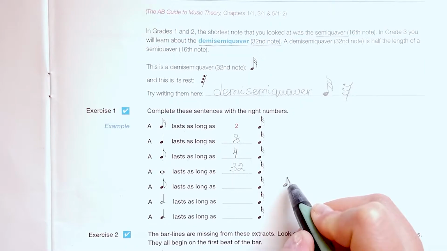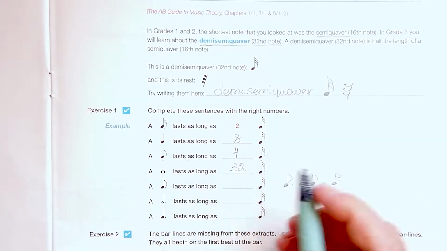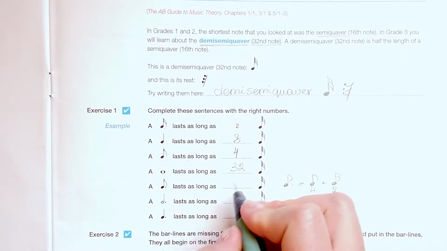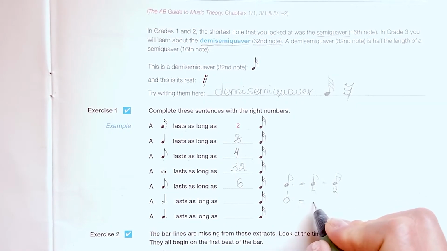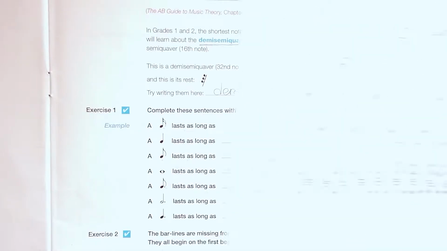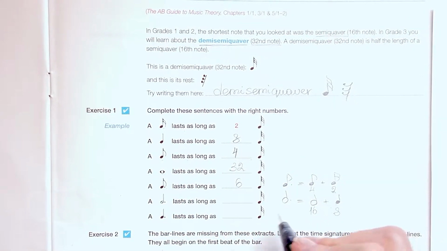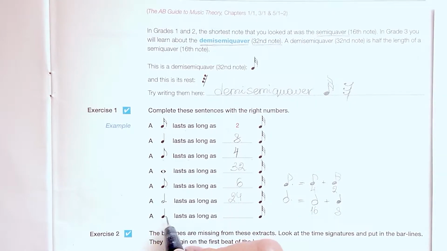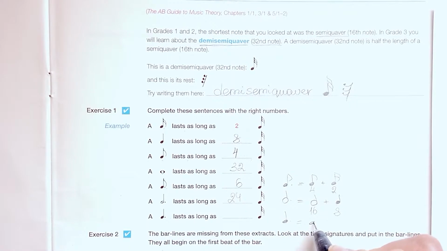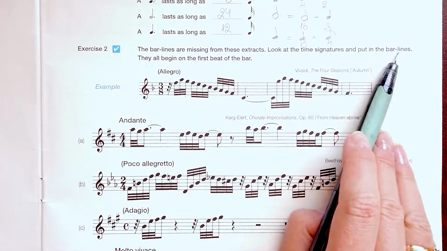A quaver with a dot is a quaver plus a semiquaver. It gives us 4 for the quaver and 2 for the semiquaver, total 6. A minim with a dot gives us a minim plus a crotchet. In a minim we have 2 crotchets, 4 quavers, 8 semiquavers, and 16 demisemiquavers, and in a crotchet 8. So total 24. A crotchet with a dot gives us a crotchet plus a quaver, and it's going to be 8 plus 4, total 12. Next task, we have to add the bar lines.